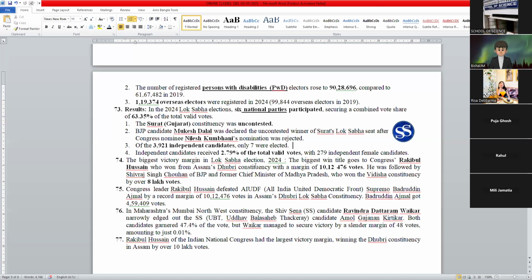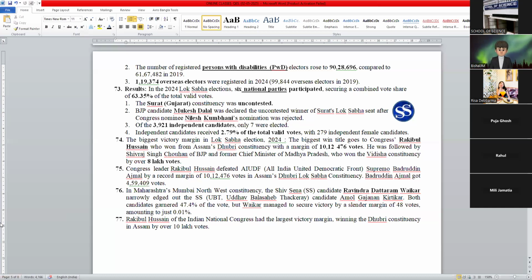The biggest victory margin in Lok Sabha election 2024. The biggest win title goes to Congress's Rakibul Hussain, who won from Assam's Dhubri constituency with a margin of 10 lakhs 12,476 votes. He was followed by Shivraj Singh Chauhan of BJP, former Chief Minister of Madhya Pradesh, who won Vidisha constituency by over 8 lakh votes. Congress leader Rakibul Hussain defeated AIUDF, All India United Democratic Front Supremo Badruddin Ajmal by a record margin of 10,12,476 votes in Assam's Dhubri Lok Sabha constituency. Badruddin Ajmal got 4,59,409 votes.